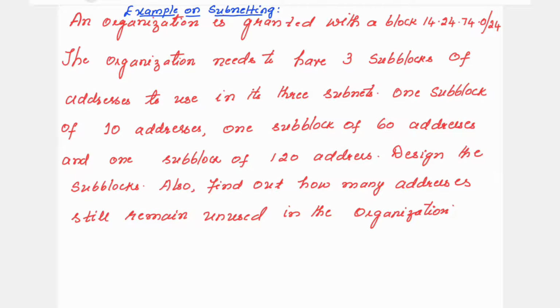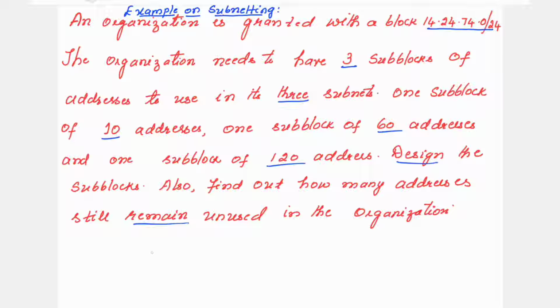So the problem statement here, let me first read out, then I'll explain it. After that, I'll start explaining how to solve the problem. It is mentioned: an organization is granted a block 14.24.74.0/24. The organization needs to have 3 subblocks of addresses to use in its 3 subnets. One subblock has 10 addresses, one subblock 60 addresses, and one subblock 128 addresses. Design the subblocks and also find out how many addresses still remain unused in the organization.